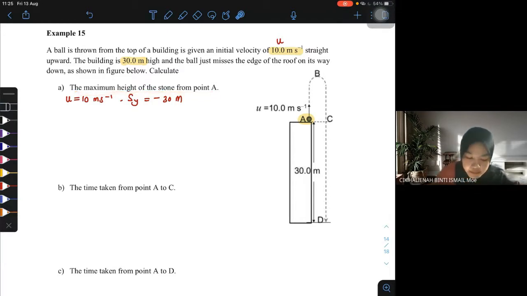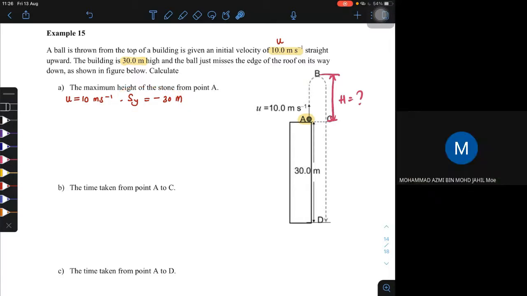Okay, now, soalan pertama, soalan minta calculate the maximum height of the stone from point A. Okay, kita mau cari maximum height daripada point A. Daripada point A, which is maximum height dia dekat sini adalah point B. So we want to find this value. Okay, how to find this value? So we have U, we have SY. Okay, SY we are not going to use sebab now kita punya situation hanyalah daripada point A ke point B sahaja. So it's not involving this value of SY. So again, sebab dia cakap maximum height.